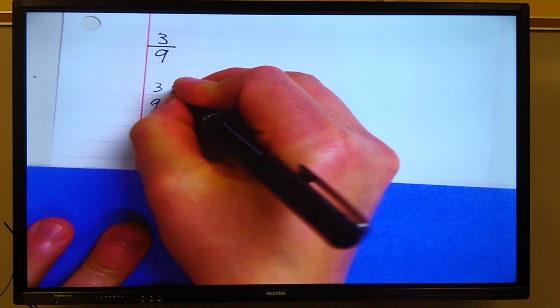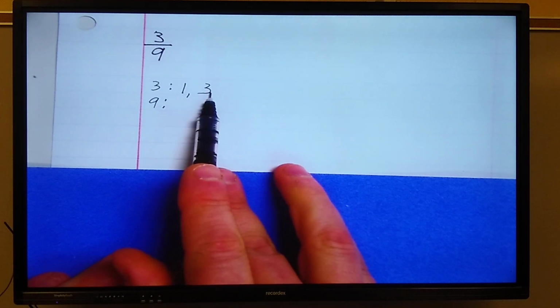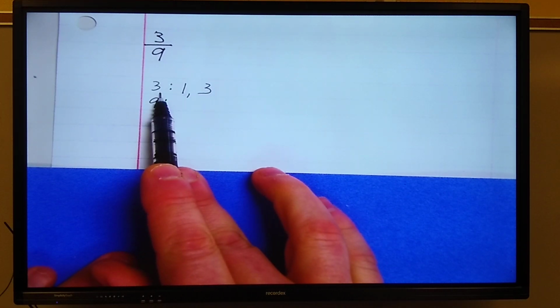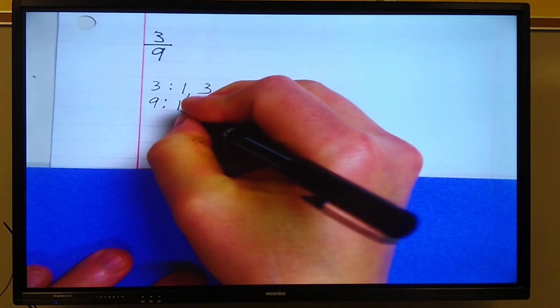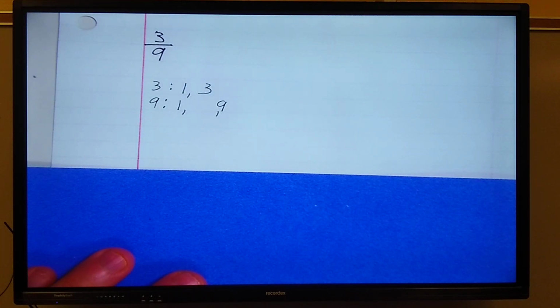All right. Step number 1. I must find my factors of 3 and 9. So, I know 1 times 3 is 3. There is a 2 in between 1 and 3, but there's nothing times 2 that equals 3. So let's go to 9. 1 times 9 is 9. There's nothing times 2 that equals 9. 3 times 3 equals 9.